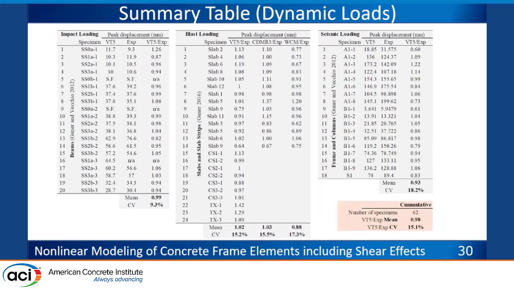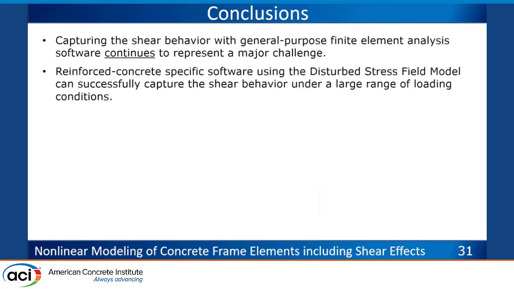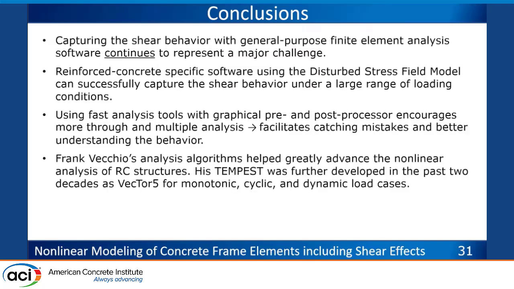So, summary table, this is for dynamic. The mean is almost one. The mean does not mean much because some of them might be really high, some of them might be really low, so the coefficient of variation is a better representative, which is about 15%, reasonable results that we got for all dynamic specimens. So still, modeling shear is challenging.